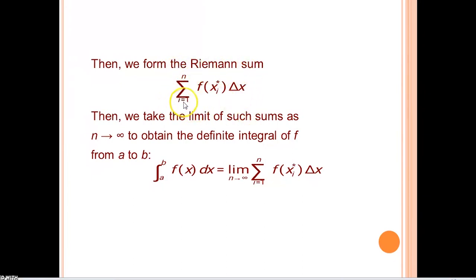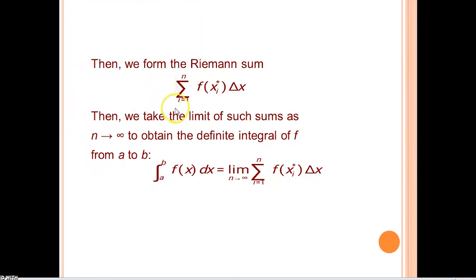So this is summation i from 1 to n f of xi star into delta x, where delta x is the width of the subinterval. Then we can take the limit of such sums. So we are going to consider the limit of sums. We form the Riemann sum as summation i from 1 to n f of xi star into delta x, and then we take the limit of such sums.